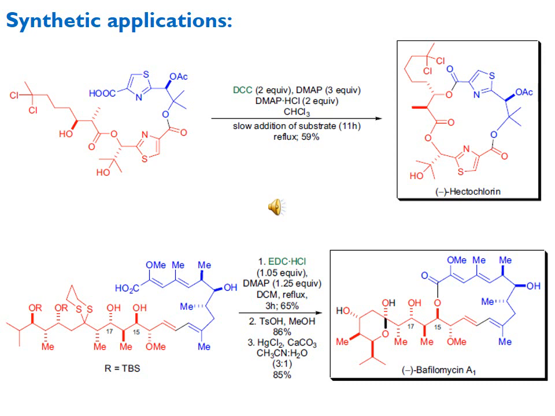the lactone functionality. The reagents used for this reaction are DCC 2 equivalents, DMAP 3 equivalents, DMAP.HCl 2 equivalents, and chloroform as a solvent. Slow addition of substrate was performed, and also about 11 hours at reflux, and we get the final product with a yield of 59%.